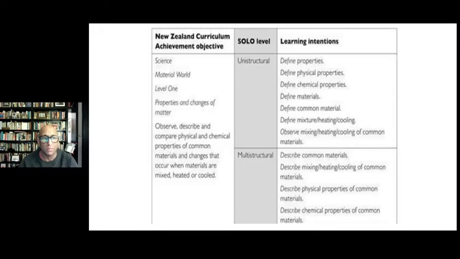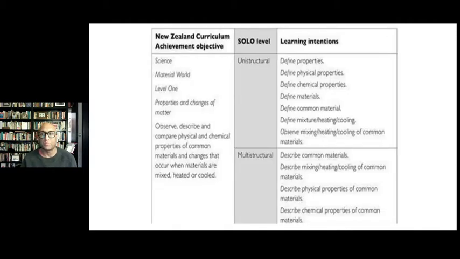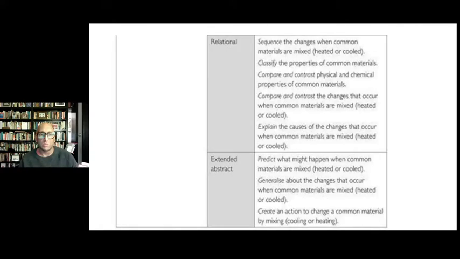So here's an example from New Zealand. Apparently they do this all the time. This is a curriculum achievement objective. I'm not at all proposing or suggesting we rewrite all of our schemes of work to use this model. I'm not at all suggesting this is the only way to do it. I am simply suggesting this is one way to think about progression and what students should be able to do. You'll notice the verbs: define, describe, sequence, classify, compare, explain, predict, generalize, create. There's a kind of progression through the ideas and concepts.